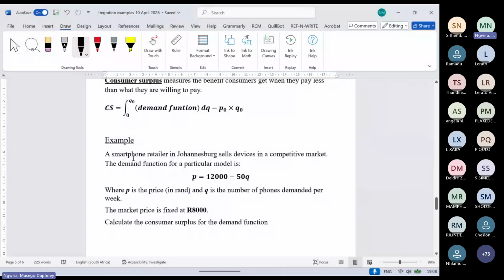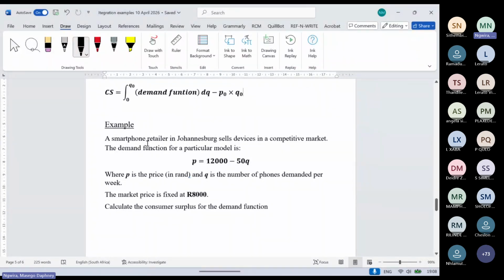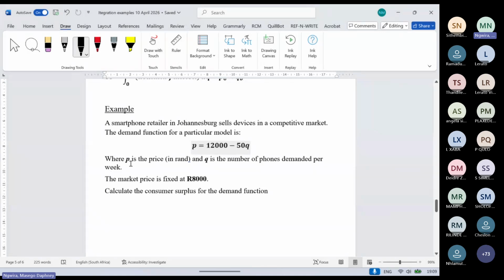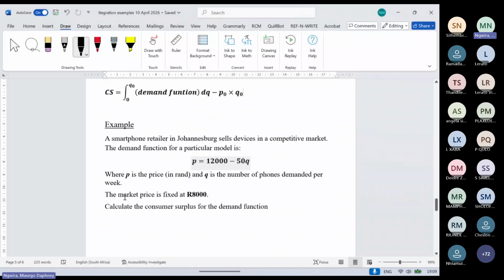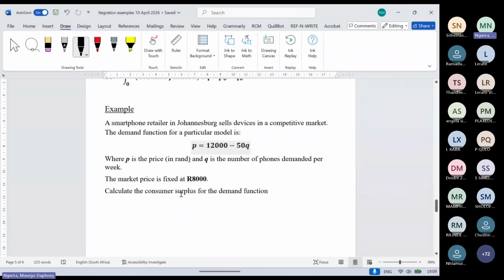So here we have an example. The example says a smartphone retailer in Johannesburg sells devices in a competitive market. The demand function for a particular model is given, where P is the price in rand and Q is the number of phones demanded per week. Then they say the market price is fixed at 8,000. And then they say calculate the consumer surplus.